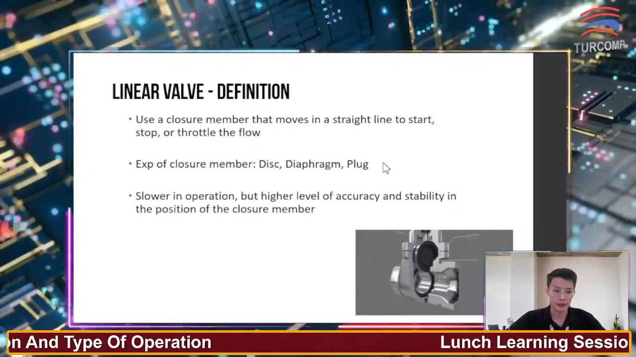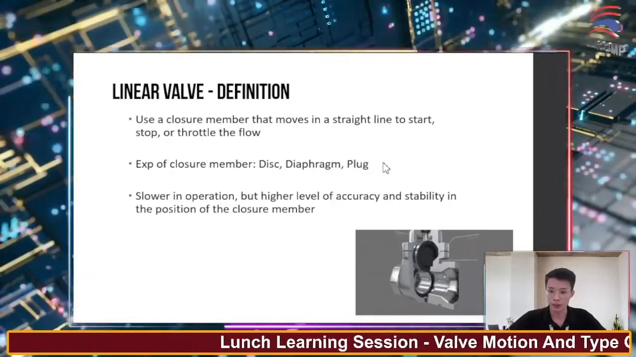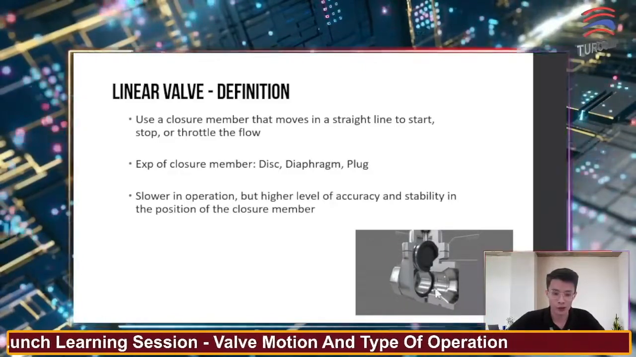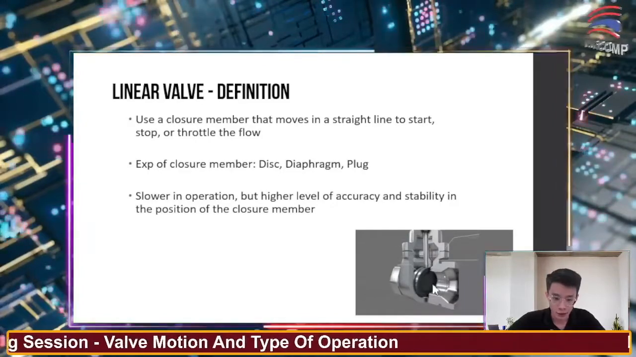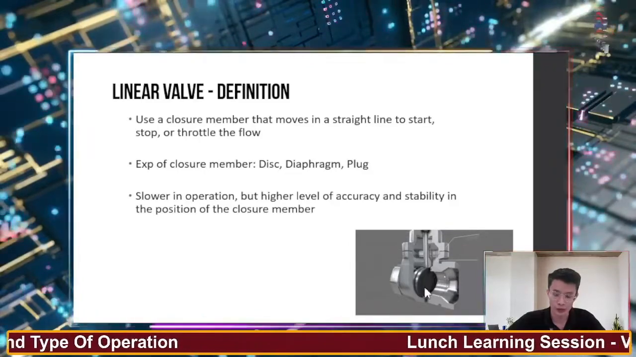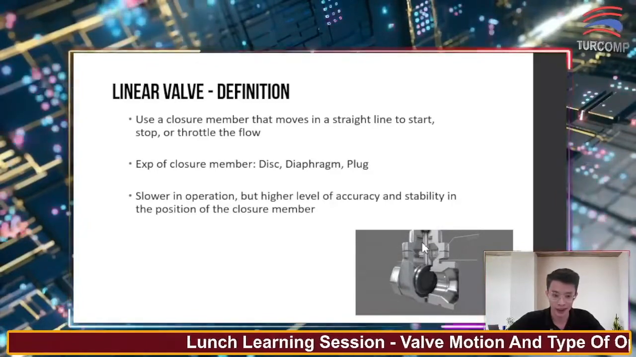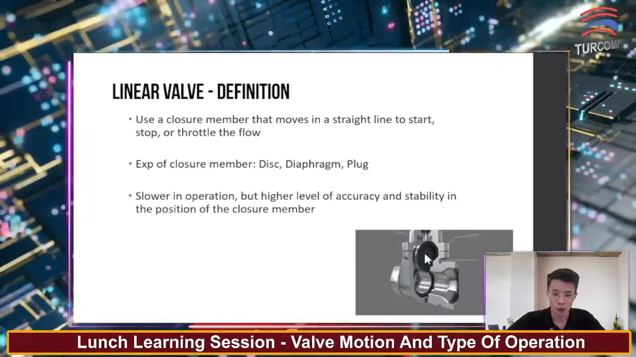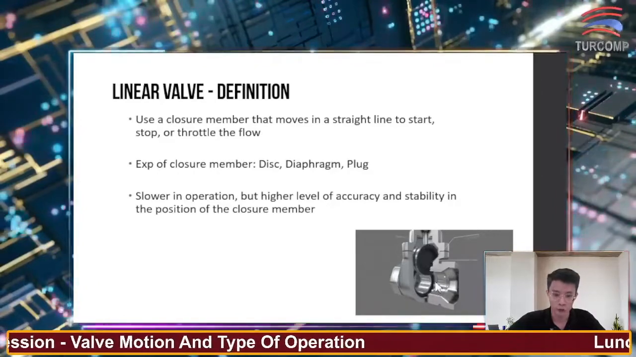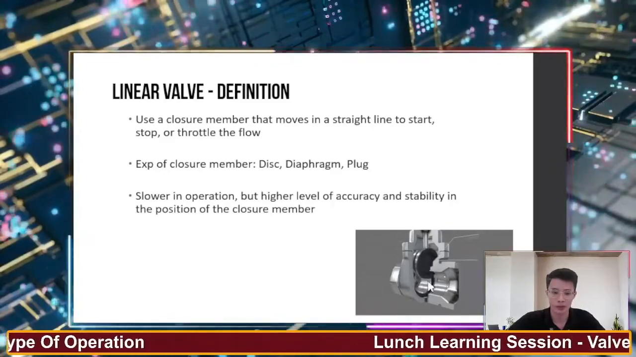Okay, for the linear WAF. Linear WAF normally use a closure member that moves in a straight line to start, stop, or throttle the flow. As you can see in these short video clips, this is what we call the closure member. This is a disc. When you want to open the WAF, this closure member will move upwards in a straight line direction. Similarly, when we want to close the WAF, it will move downwards until it touches the bottom and creates a seal to prevent the fluid from flowing through. So this is how the linear WAF operates.